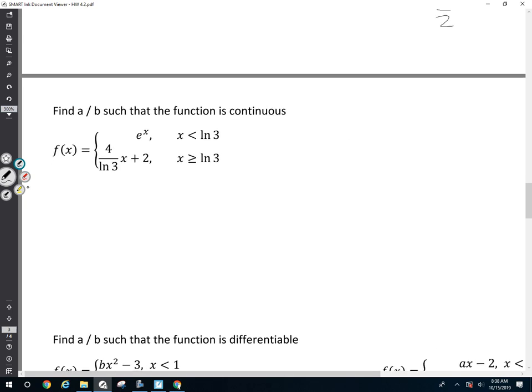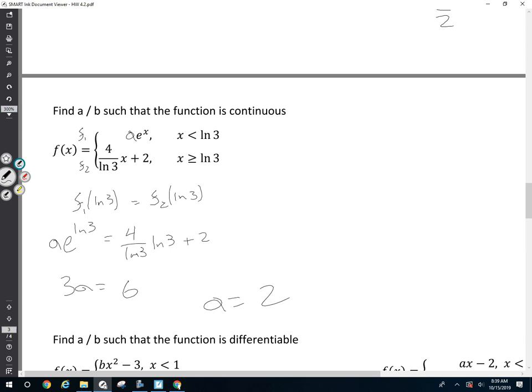One more. Another continuous one. This one with e to the x and log 3. So first one needs to meet up with the second one at log 3. f little 1 at log 3 needs to meet up with f little 2 at log 3. Got e to the log 3 equals 4 over log 3 times log 3 plus 2. e to the log 3 is, there's no a or b here. Put an a here. There we go. 3a equals 6. a is 2. So my bad.